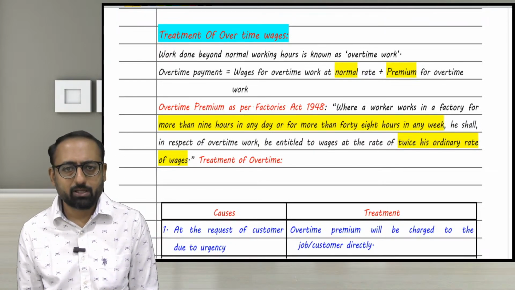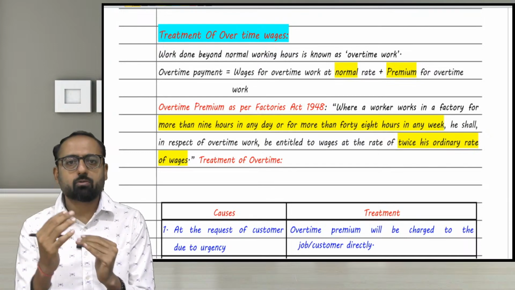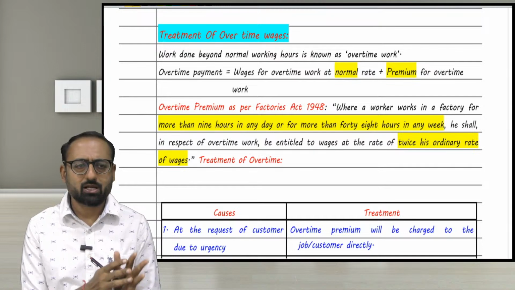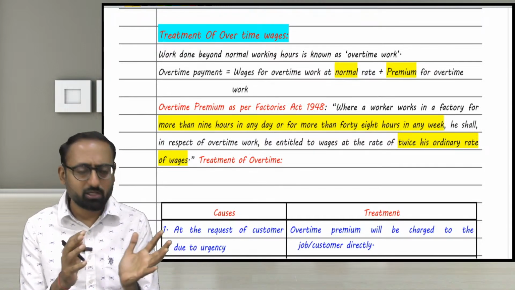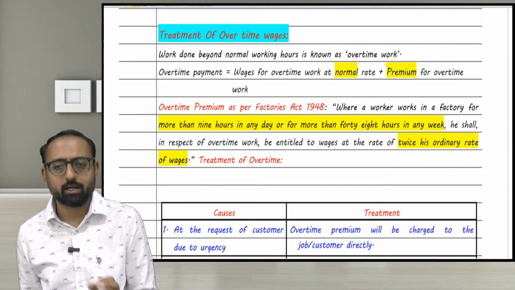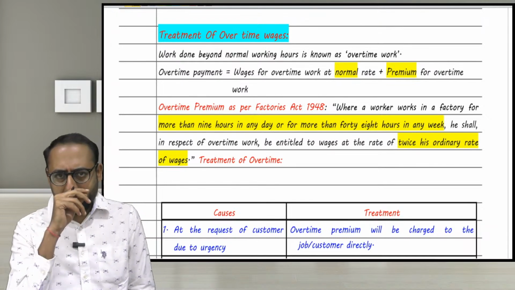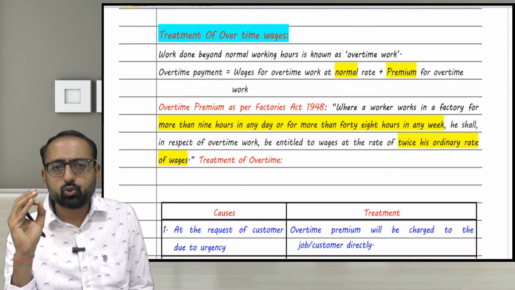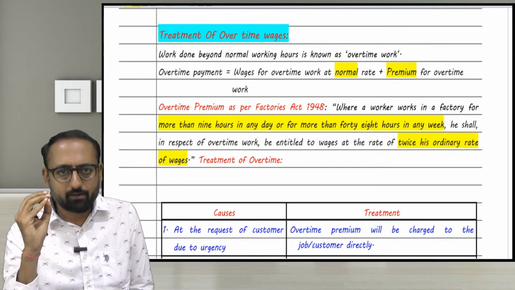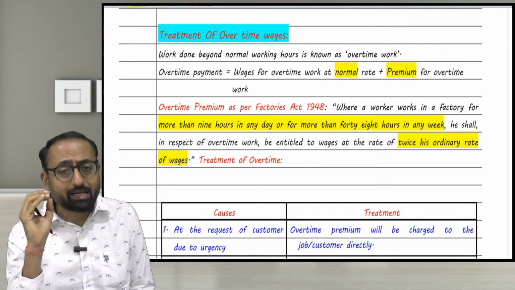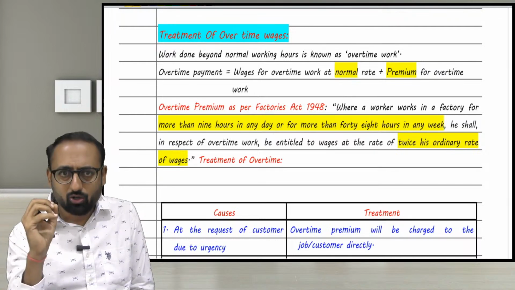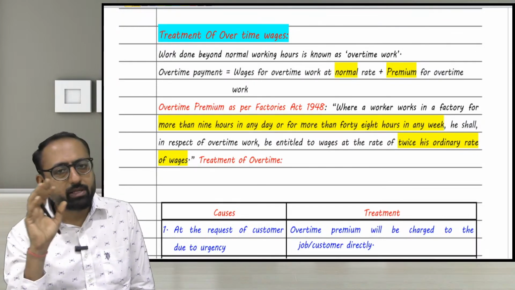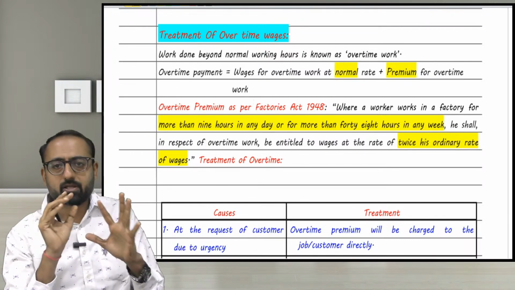Overtime is beyond the normal hours. We will see the various reasons for overtime. There are 5 reasons for overtime, and each has a different treatment. Now, as per the Factories Act, when is overtime considered? If you are working more than 9 hours a day, or if you are working more than 48 hours a week, then it will be termed overtime as per the Factories Act.